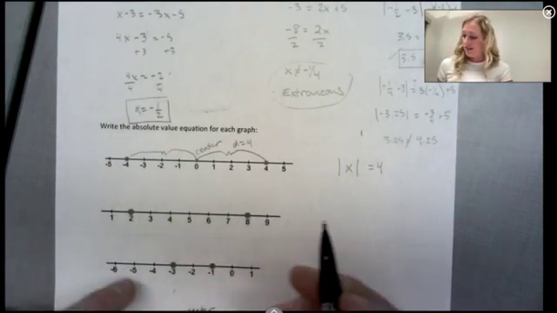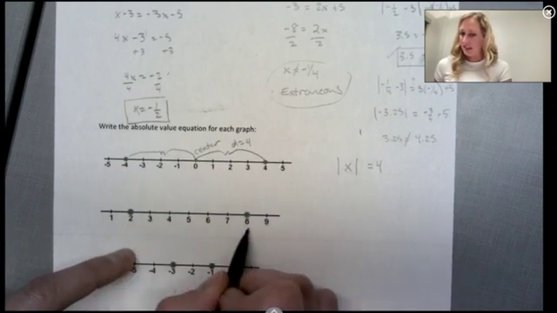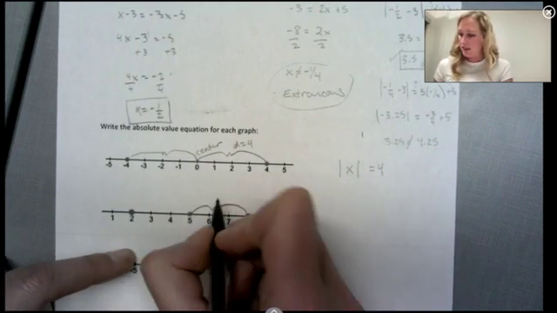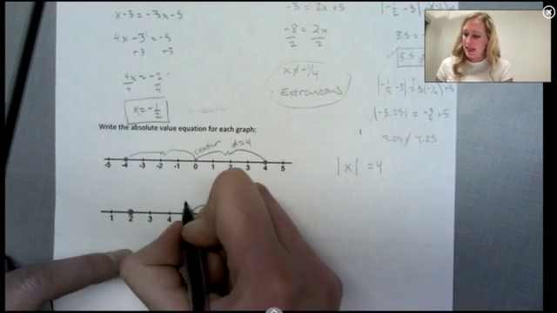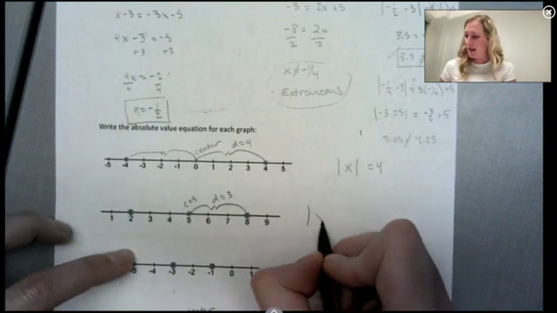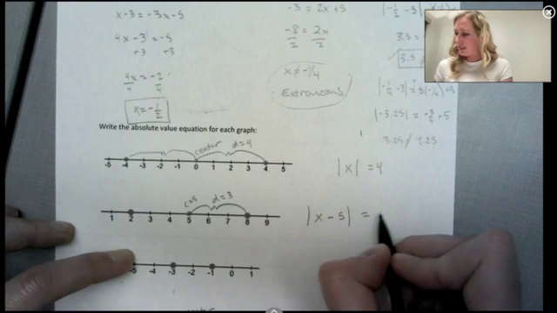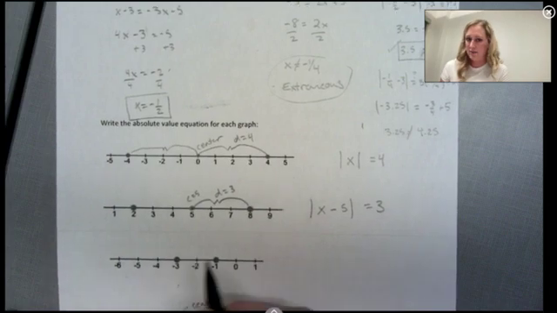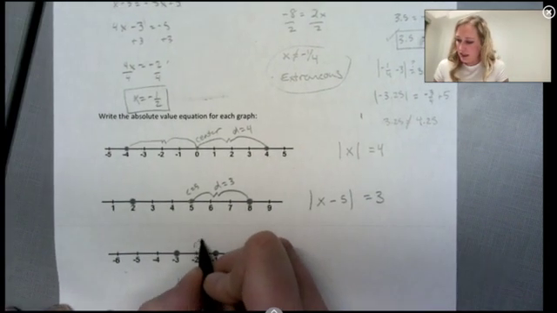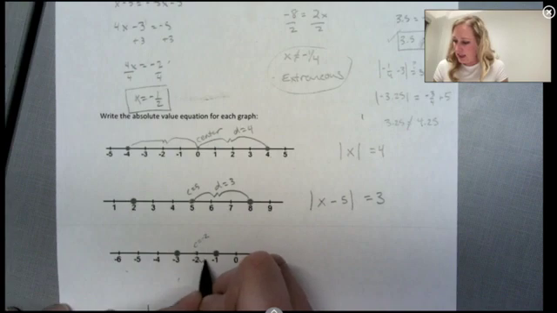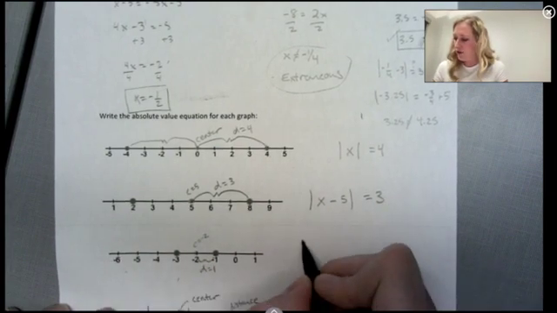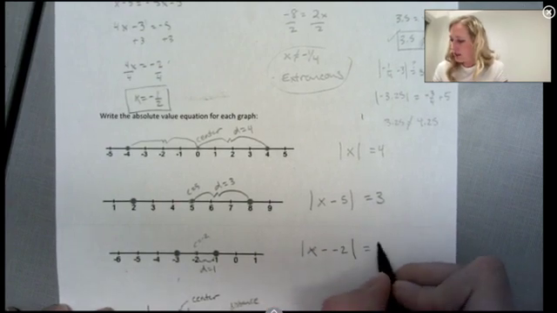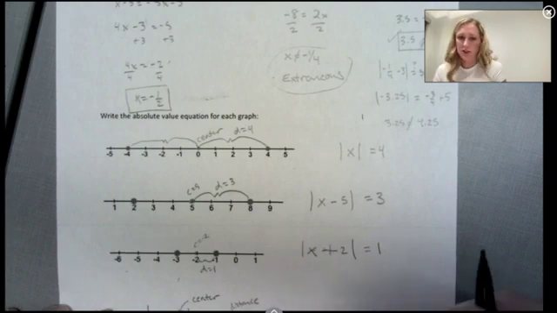Okay, so sometimes our center is not 0, like in this case, so there's a distance of 6 between those. So 3 from either of those is going to be our distance. And then our center is 5. So we have x minus the center equals a distance of 3. Okay, here my center I can see is going to be negative 2. So c equals negative 2, and my d is equal to 1 on both sides. So x minus negative 2 equals our distance of 1. And then we can write that as x plus 2 just to simplify.